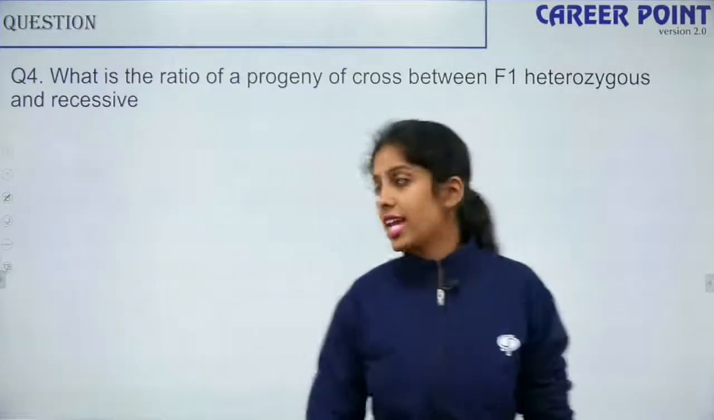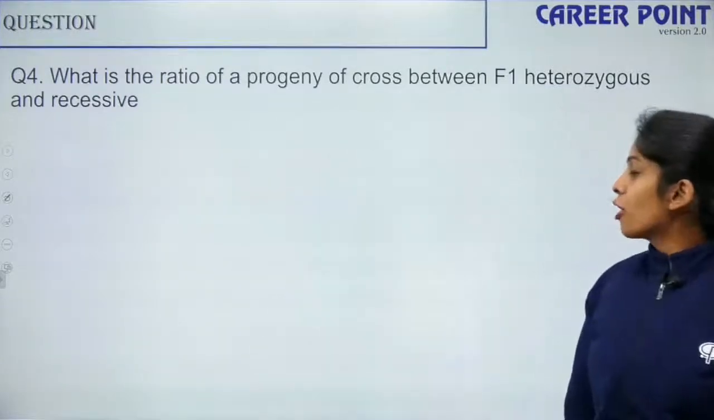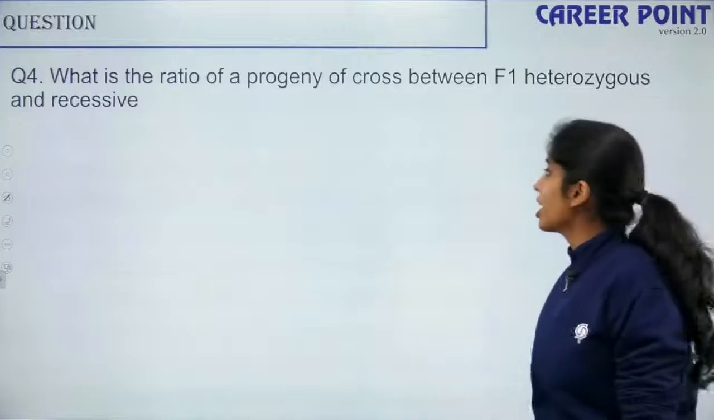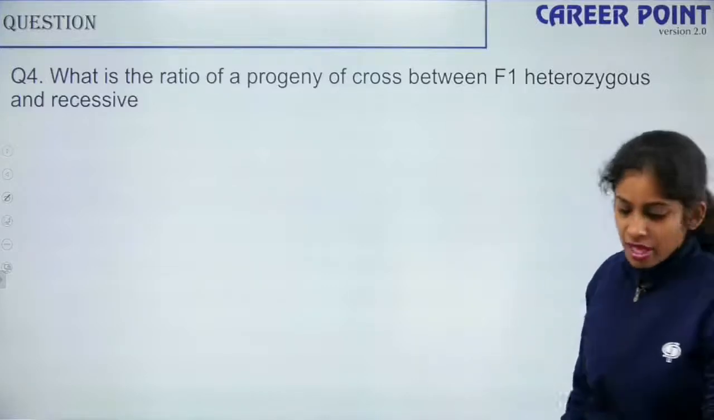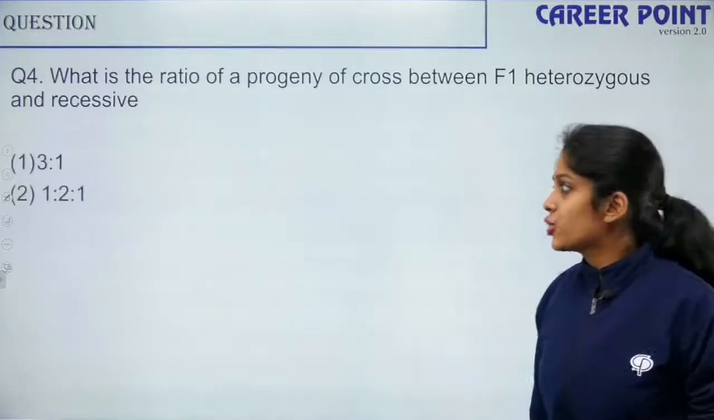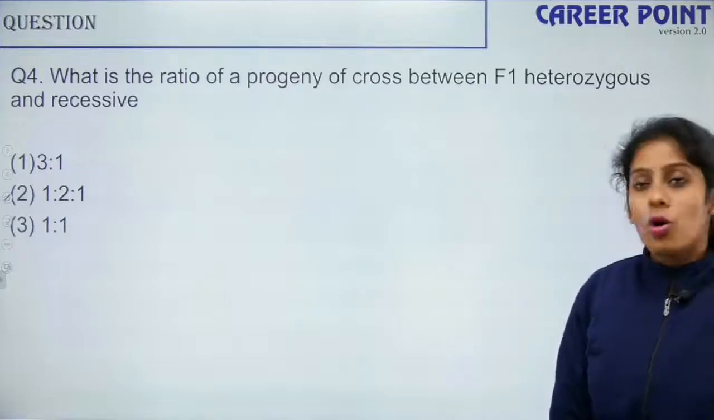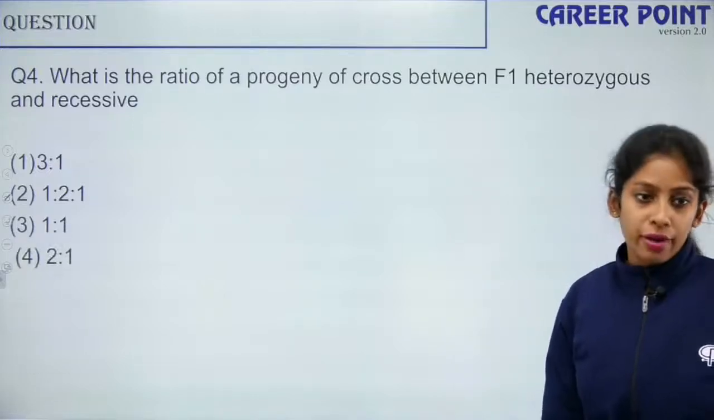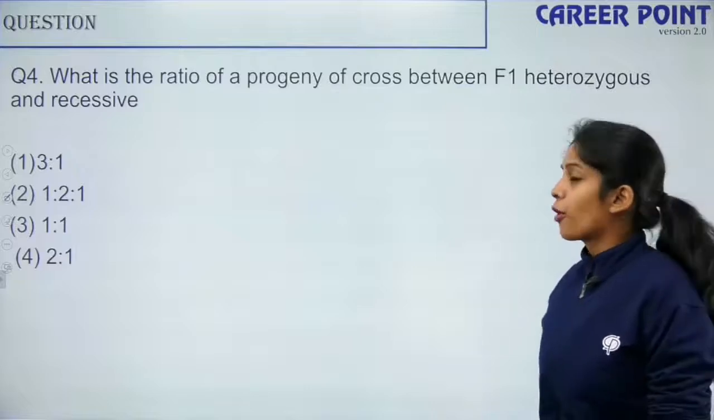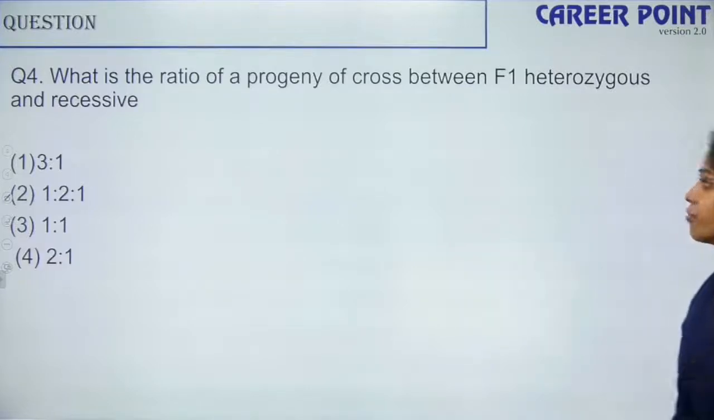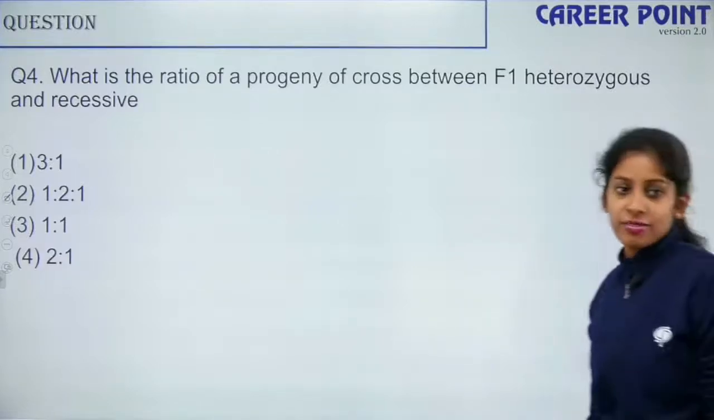So here we are into question 4. Question 4 says, what is the ratio of a progeny of a cross between the F1 heterozygous and recessive? Yes, 3:1, 1:2:1, or 1:1 or 2:1. So what is the ratio of a progeny of a cross between F1 heterozygous and recessive?